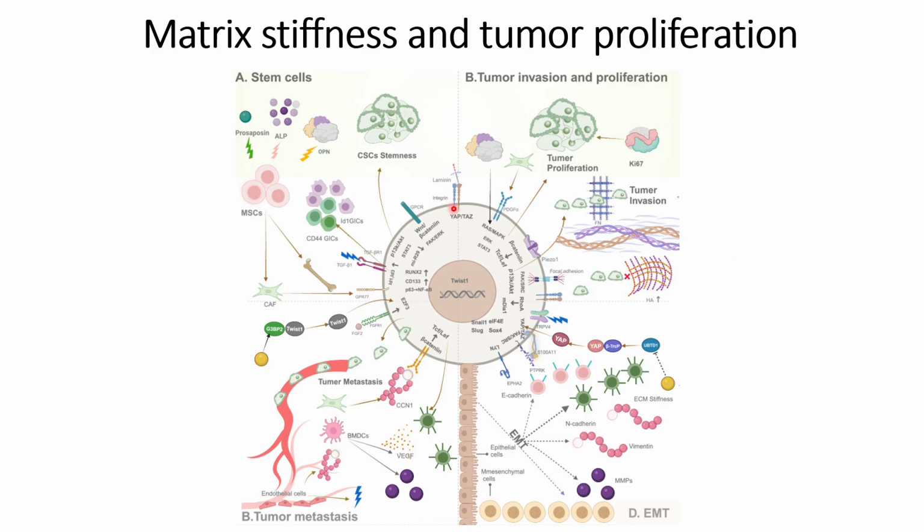So I hope you understood how stiffness and tumor proliferation play a role in these 4 different categories broadly. If you need to understand more about these relations in detail, you can go through the reference that has been provided in the description.